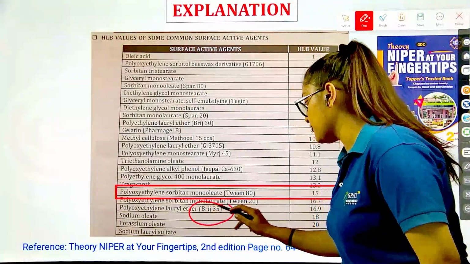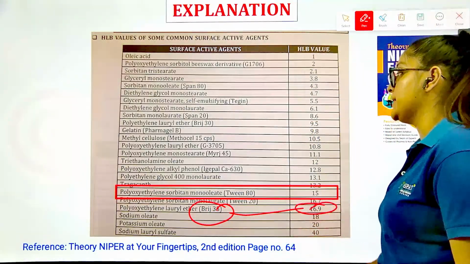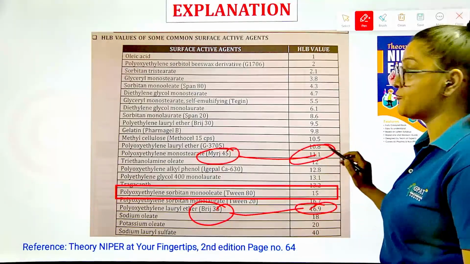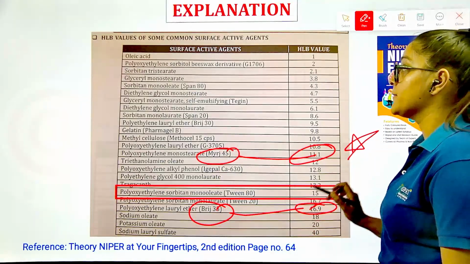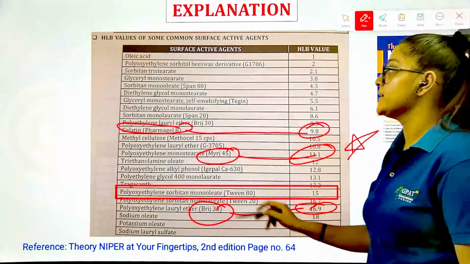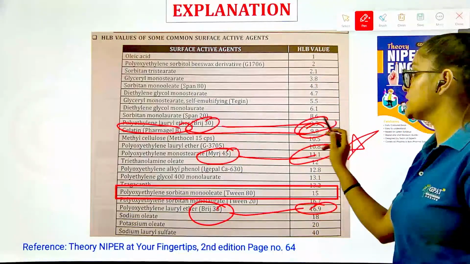For the Brij 35 we have around 16.9, right? For the Brij 45 it is around 11. Note it down, five star, note it down. Okay, then we have for the Pharmagel, which is gelatin, it is around 9.8. For the Brij 30 we have 9.5.